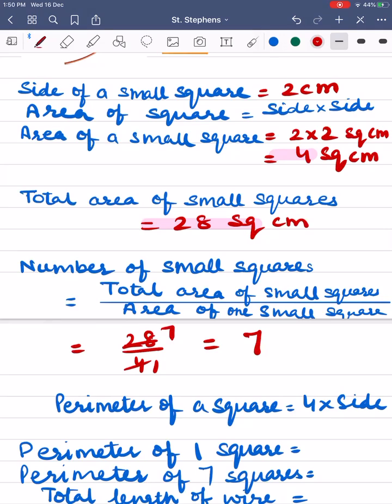Now children, to find out the length of the wire, first we will find out the perimeter of one small square, and then we will find out the perimeter of 7 small squares. So let's find out. Now perimeter of a square is 4 into side, and the side of a square is 2 centimeter. So it is 4 into 2 centimeters. So the perimeter of one square is equal to 8 centimeter.